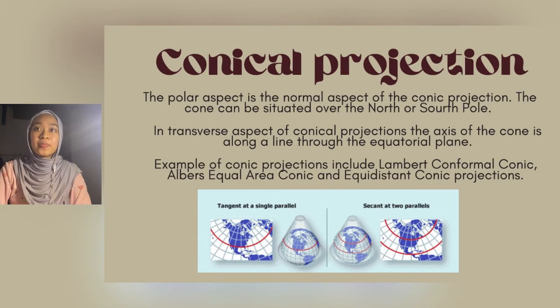Conical projection. The polar aspect is the normal aspect of the conic projection. The cone can be situated over the north or south pole. In the transverse aspect of conical projection, the axis of the cone is along a line through the equatorial plane. Examples of conic projection include Lambert conformal conic, Albers equal area conic, and equidistant conic projection.